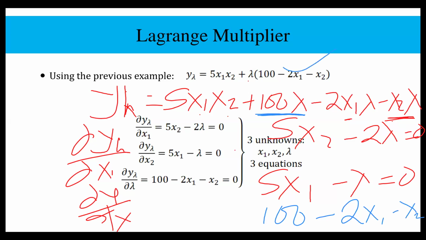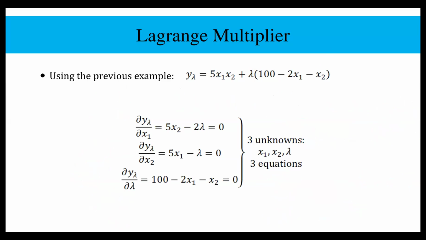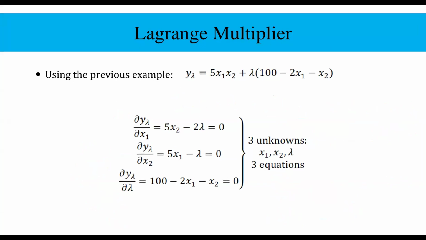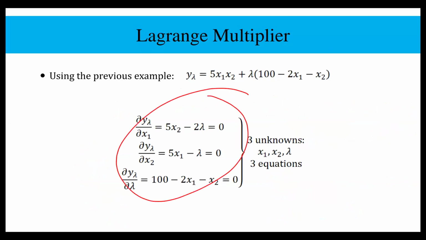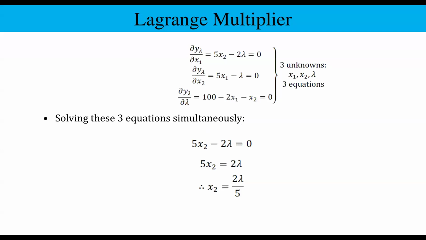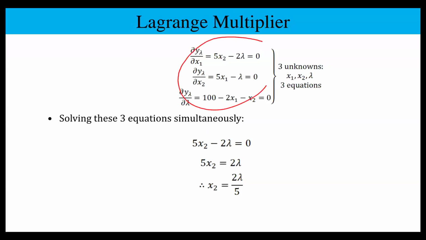Then you will have to solve for the unknowns, right? For x1, x2, and lambda. That's what we're doing. Okay. So when you do that, then you have these functions that I'm talking about. And then you are solving for x1, x2, and also for lambda. Let's solve them. We are solving these 3 equations simultaneously. You know how to deal with the simultaneous equations, right?